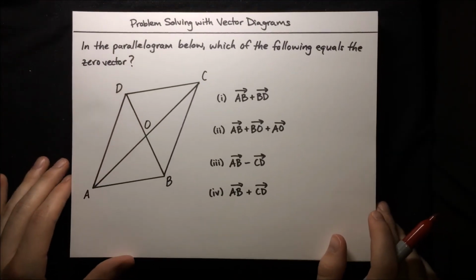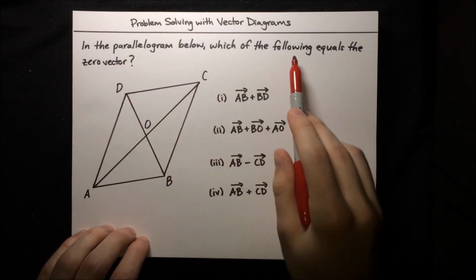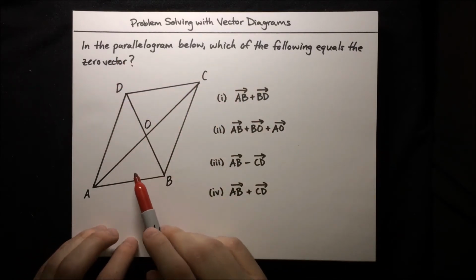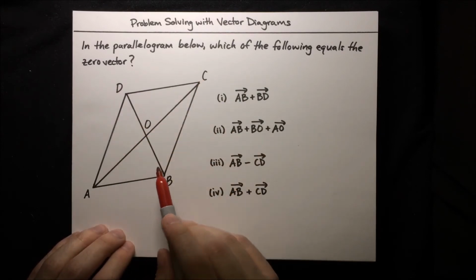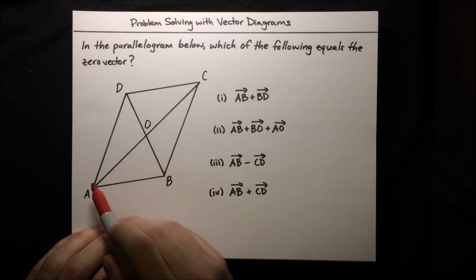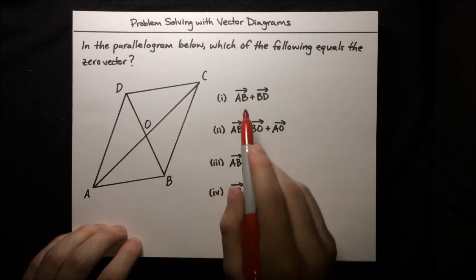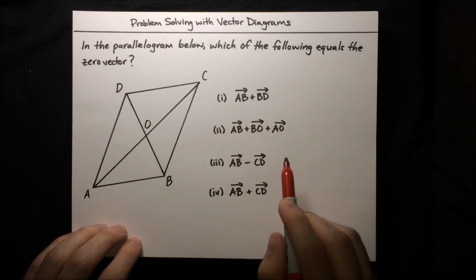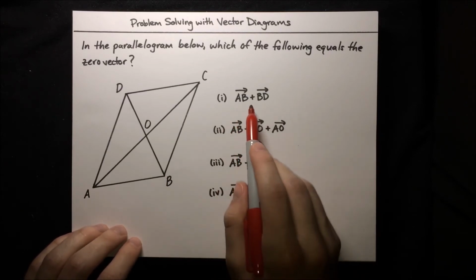All right, here is a final problem. So in the parallelogram below, which of the following equals the zero vector? Okay, so we've got this parallelogram ABCD with a point O in the middle of it, and its diagonals go through the point O, and we've got four choices for various expressions of vectors, and we want to figure out which of these choices evaluates to the zero vector.